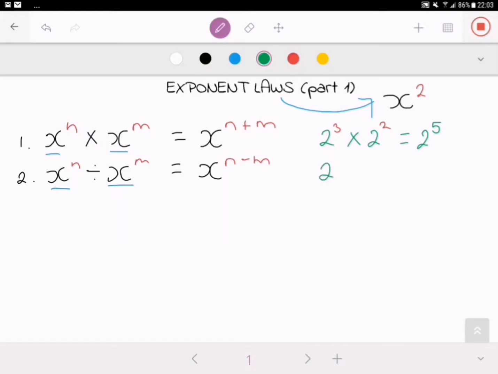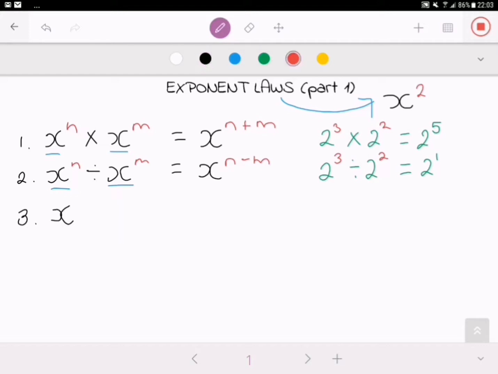Let's look at an example. If we have 2 to the power of 3 divided by 2 to the power of 2, and therefore we subtract the exponents, so it becomes 3 minus 2 is equal to 1. So our answer would be 2 to the power of 1.